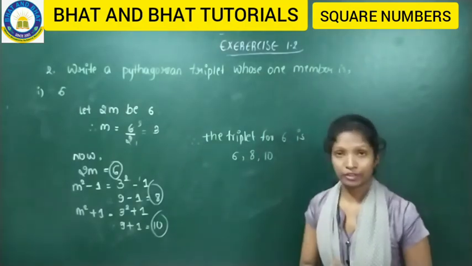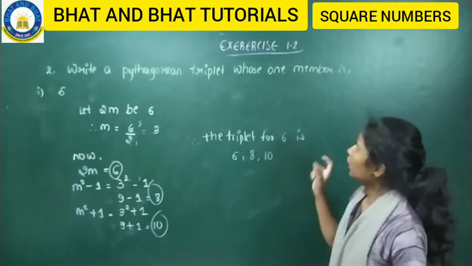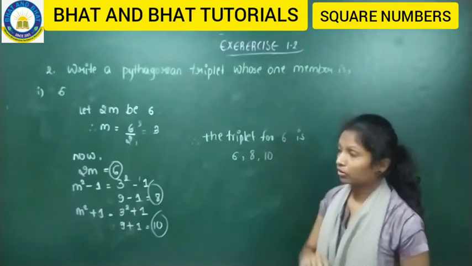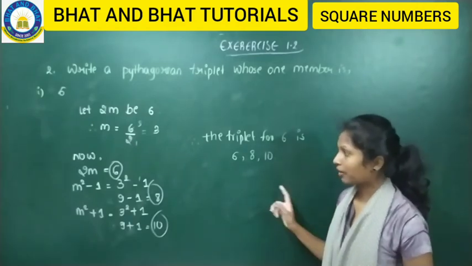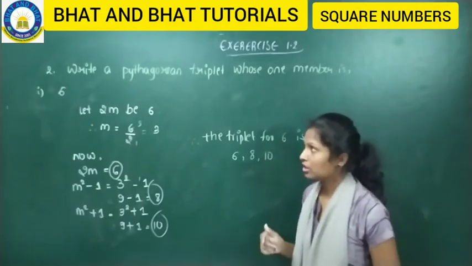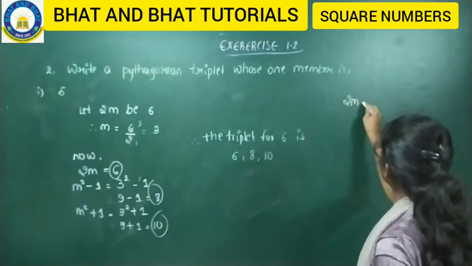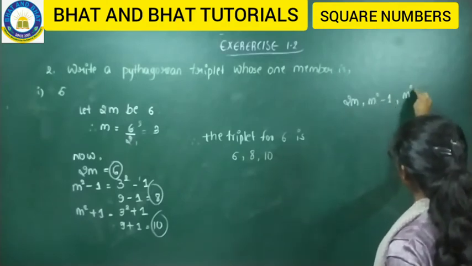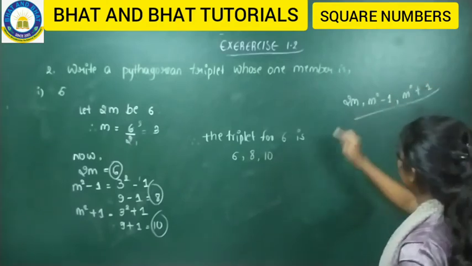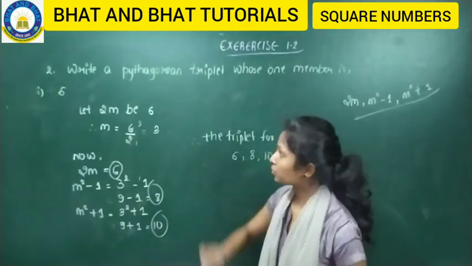So where you have to find the Pythagoras triplet for the given number, and in that one of the numbers they have already given you, that is 6. With the usage of 6, you have to find the other two numbers. Here we'll be using the general form, that is 2m, m square minus 1 and m square plus 1. With the usage of this general form, we will be finding out the answer.